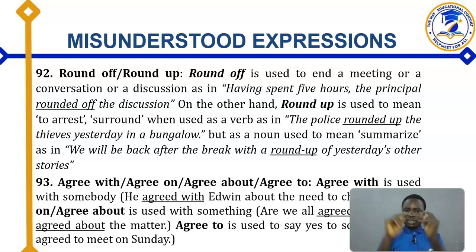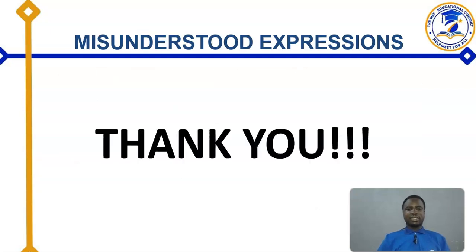When it is about something, or an issue, you agree on something, you agree about the thing. So do we all agree on this? Are we all agreed on this? She agreed about the matter. When you agree to something, it is used to say yes to something. We agreed to meet on Sunday. We all said yes to that thing. So saying yes to something is agree to.